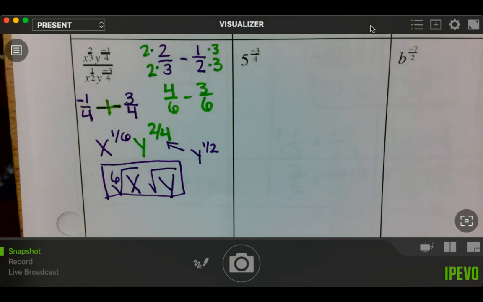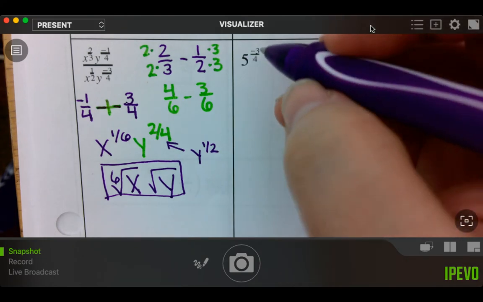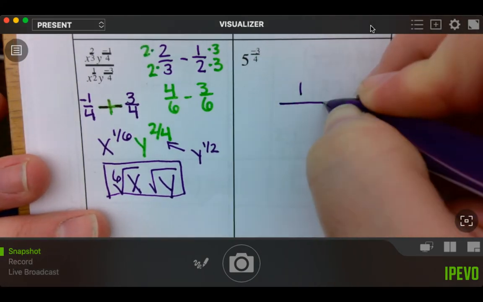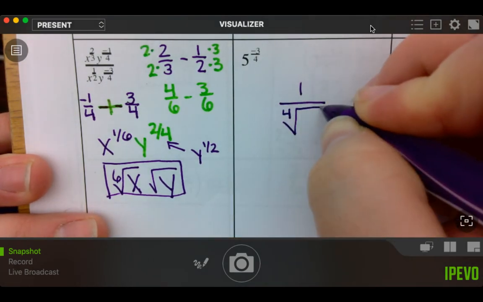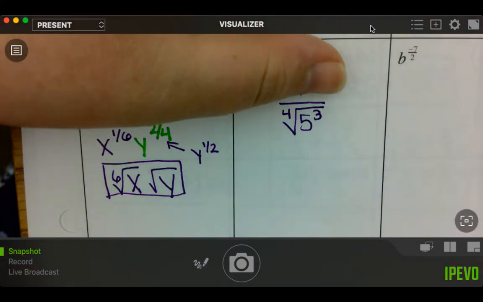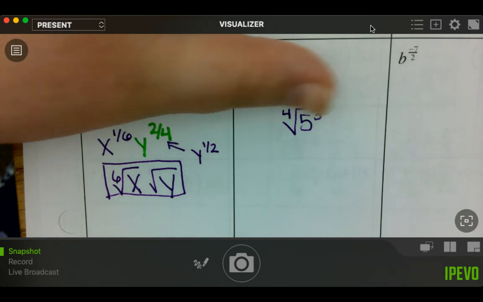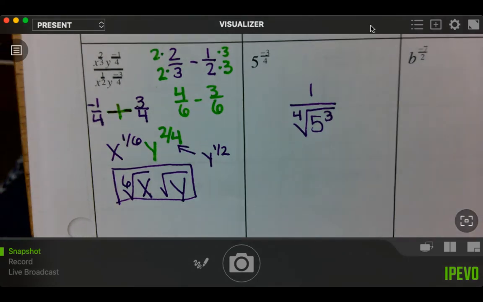And then these last three are a little bit easier because there is no 4th root of 5. But see how it's negative? That means we have to do this. Put it on the bottom. 4th root of 5 cubed. So if that negative wasn't there, this would be your answer. But that negative is there, so it has to be on the bottom. That's all it does. A negative exponent just moves things to the bottom.